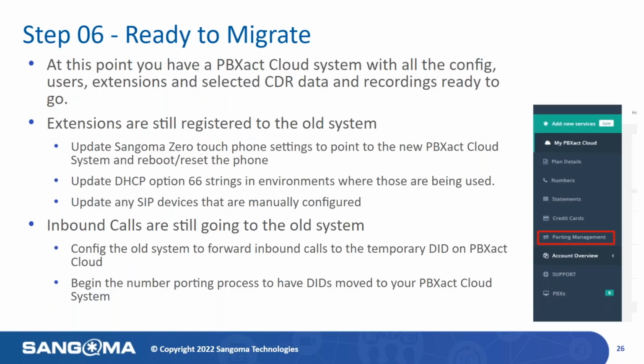Ready to migrate. At this point, you have entirely moved the settings from the local PBXact or FreePBX system into the new PBXact cloud deployment. All your configs, users, extensions, ring groups, queues, everything, and the selected CDR and recordings will be present. However, all your extensions at this point are still registered on the old system. So there are some manual steps to the process to move your registrations.